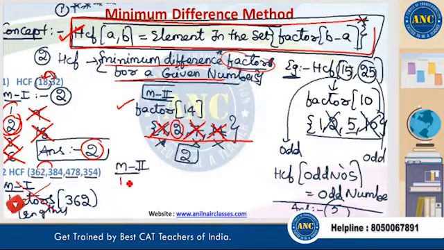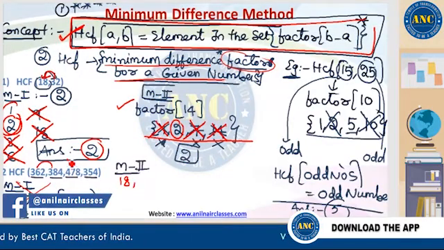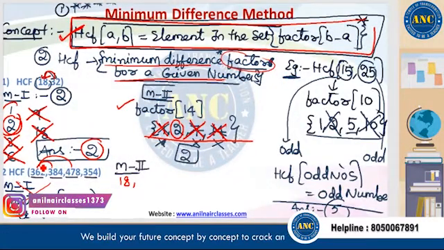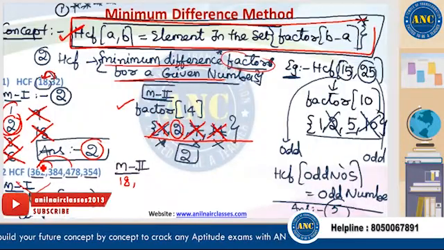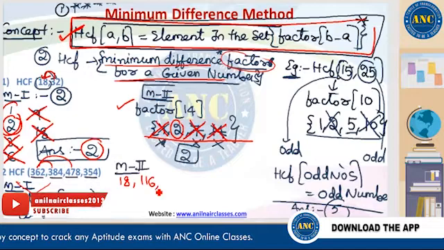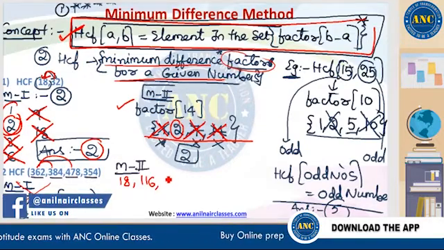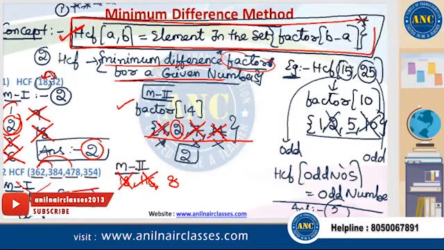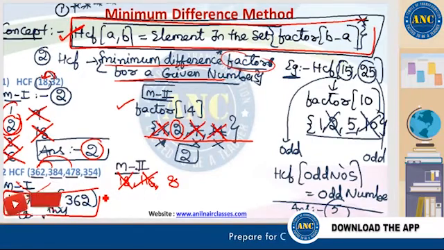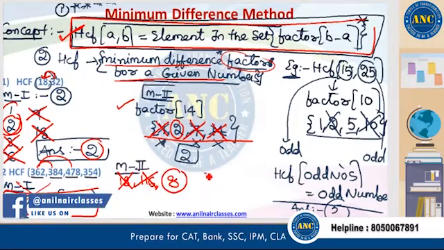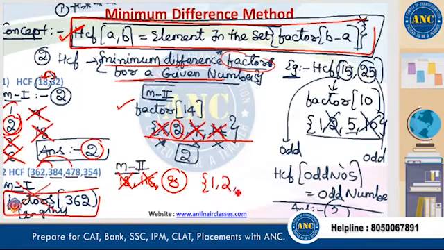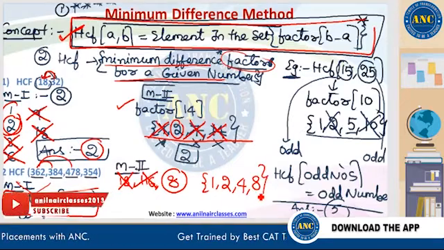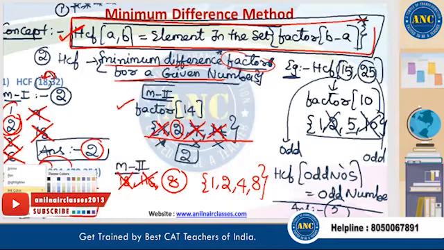384, 362: the difference is 18. 362, 478: 362 plus 38 is 400, 400 plus 78 is 478, so 78 plus 38 is 116. 362 with 354: 8. That is the minimum difference. By using this concept, instead of taking the factors of 362, I will just take the factors of 8. What are the factors of 8? 1, 2, 4, 8. Are you all with me?